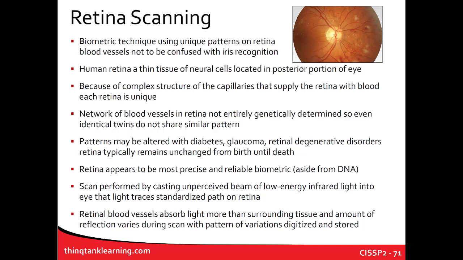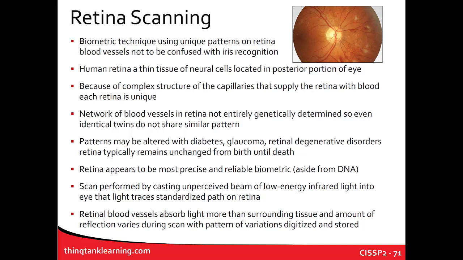stable. So we have a low energy infrared beam directed into the eye. The blood vessels will absorb light differently than the tissue that surrounds the blood vessels, and that's what creates that distinct reflection pattern. That pattern then gets digitized and stored as your biometric template. Very, very precise method. Probably second to only DNA in terms of reliability.